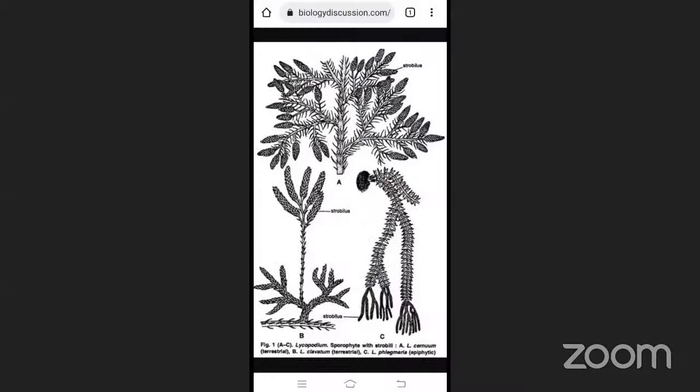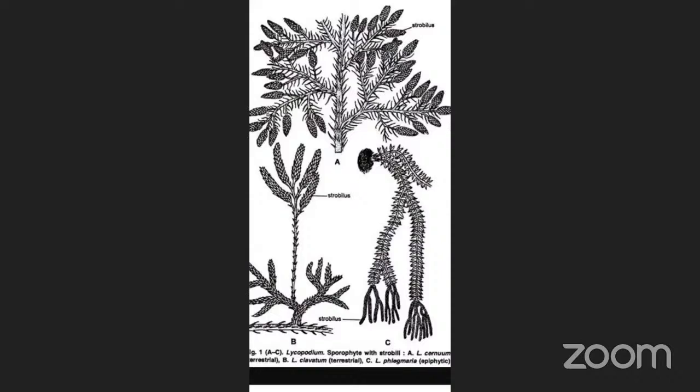Okay. So next one is Lycopodium. So this is Lycopodium. You can see here, these are hanging-like structures. The Lycopodium division is Lycopsida, class is Ligulopsida, order is Lycopodiales, family is Lycopodiaceae, genus is Lycopodium. Okay, so the genus Lycopodium.